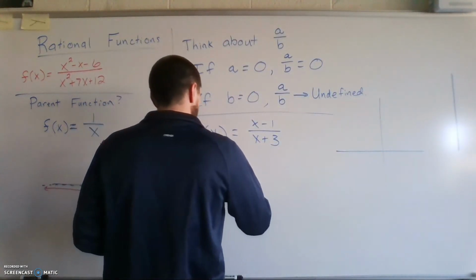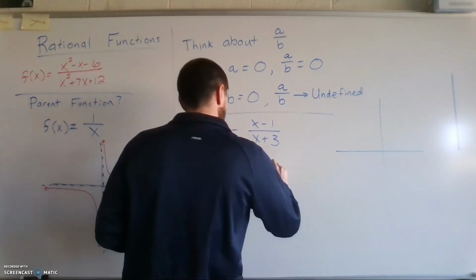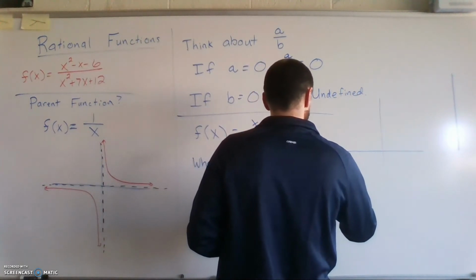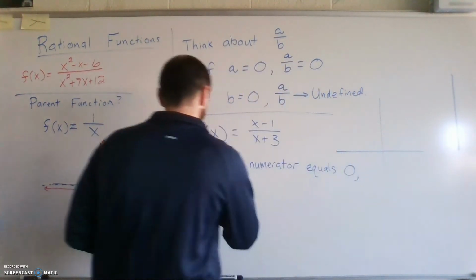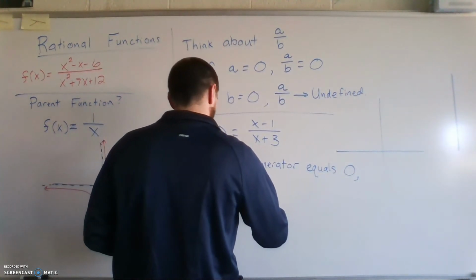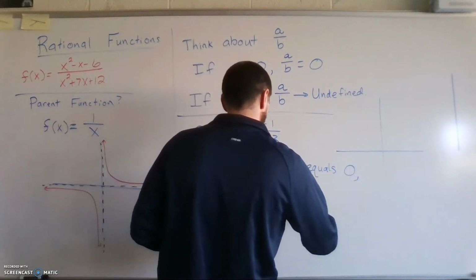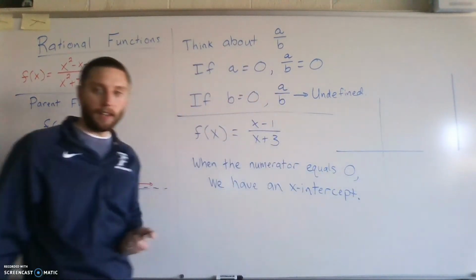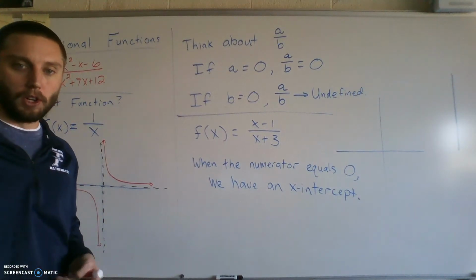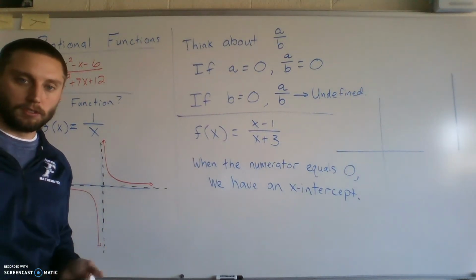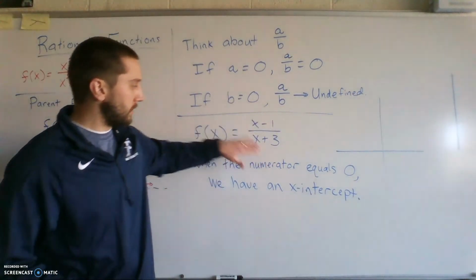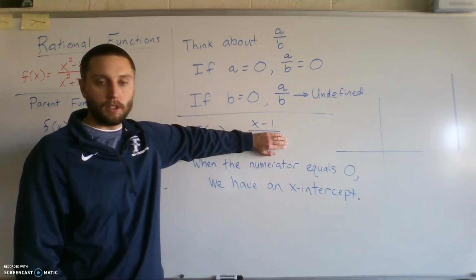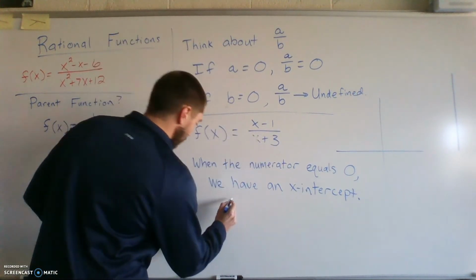So when the numerator equals 0, we have an x-intercept. Okay, so when the numerator equals 0, we're going to have an x-intercept of these functions. Which means I don't need to look at this whole complicated thing. All I need to find the x-intercepts is just to look at the top.